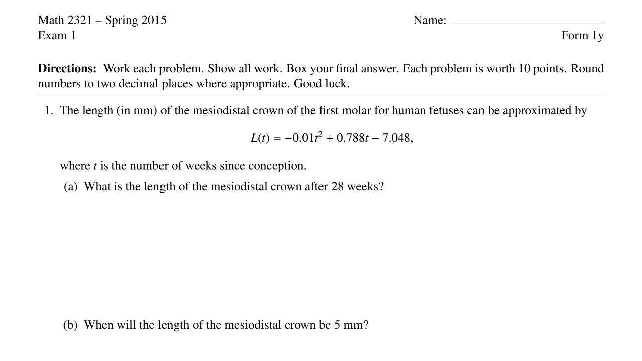Let's take a look at the answers for exam 1Y. The length in millimeters of the mesiodistal crown of the first molar for human fetuses can be approximated by L of t equals negative 0.01 t squared plus 0.788 t minus 7.048, where t is the number of weeks since conception. Question A. What is the length of the mesiodistal crown after 28 weeks?